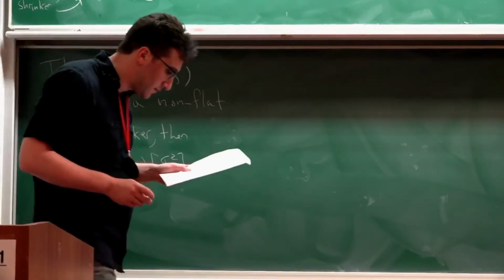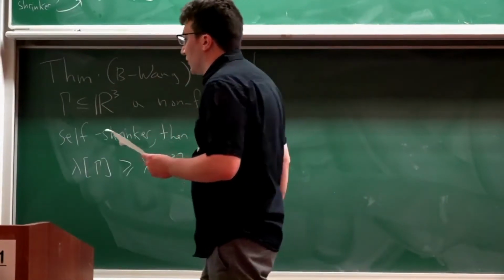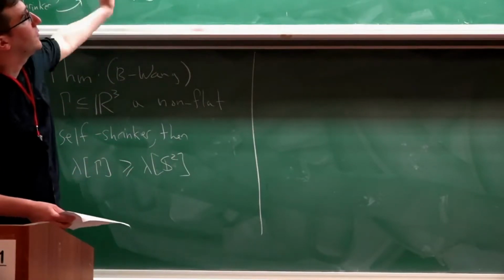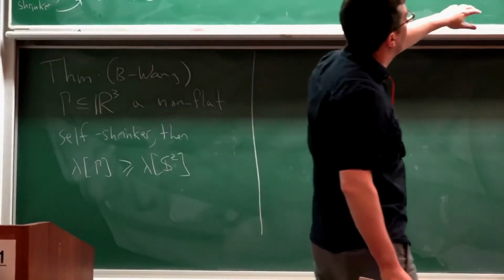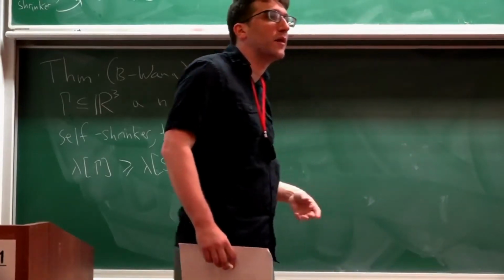Okay, so that's the result for these low entropy shrinkers. And even though there seems to be a variational aspect to it, we're going to actually prove this using the mean curvature flow, so it's going to be a parabolic proof.